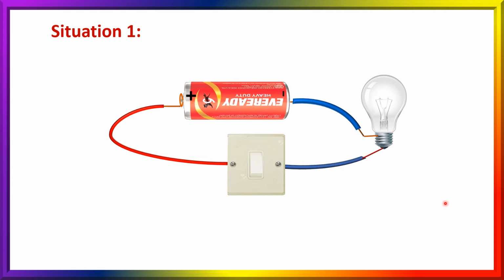So here I have made a circuit. In this circuit, these are the elements. Battery is one element, bulb is one element, switch is one element, and copper wires are another element. So now I am going to switch on the circuit and I will observe whether the bulb glows or not. See here. Yes, the bulb is glowing when the switch is kept in on position.